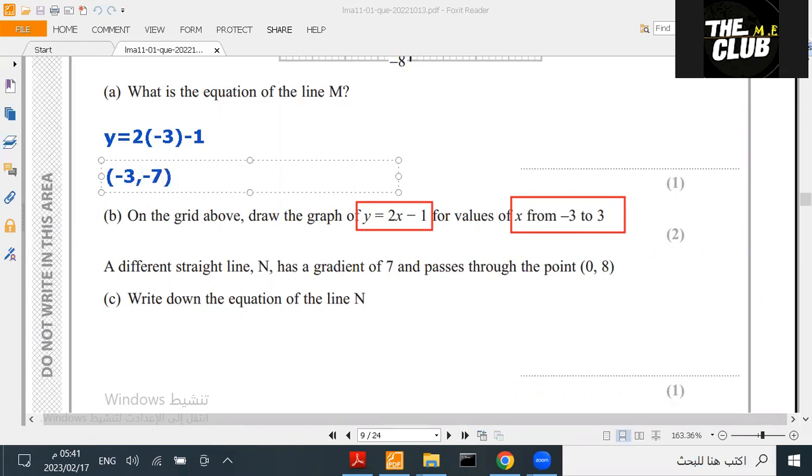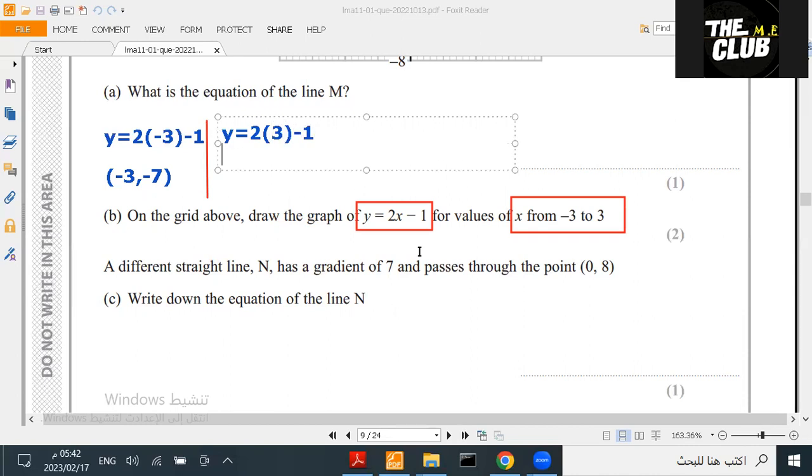This is the first point. Now for the second point we do the same idea. I'm gonna do it here so I can put it on the graph. Negative 3, negative 7. Let me do the second point beside it. This time we take x equals 3, so y equals 2 times 3, minus 1.